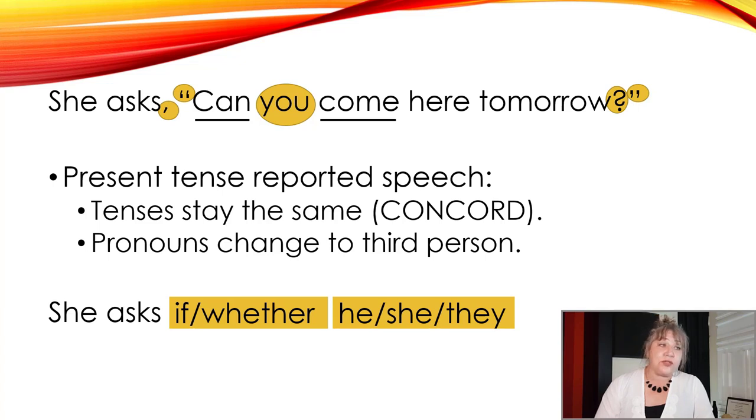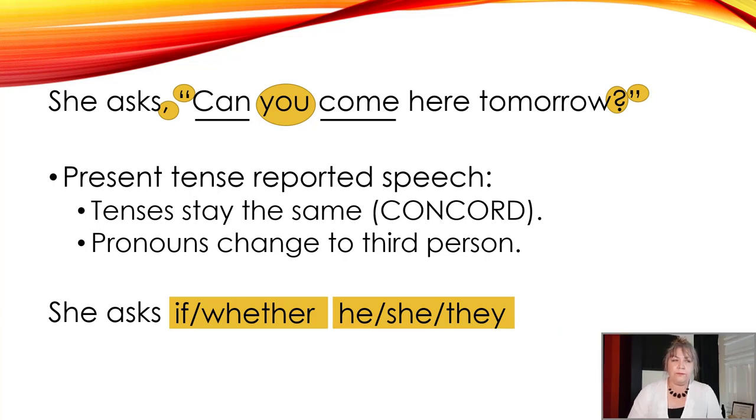Are you going to use he? Are you going to use she? Are you going to use they? She asks if or whether. You choose one. Don't write both. He, she, or they can come. Remember, tenses stay the same. Can come stays the same.